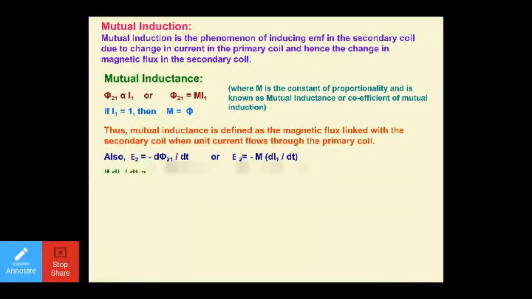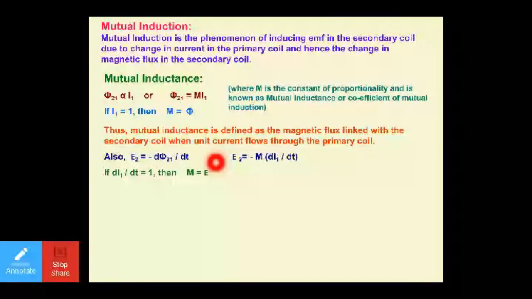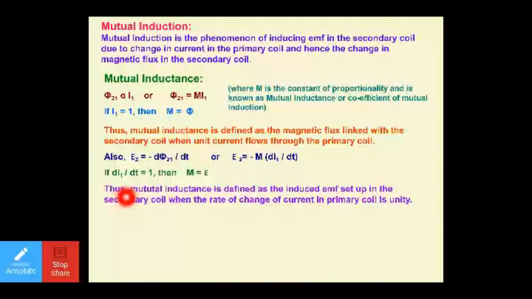So if you write here dI1 by dt is equal to 1, then M is equal to E2. So what is happening? The rate of change of current in the primary coil is 1 and it induces the EMF. So mutual inductance is numerically equal to the induced EMF when the rate of change of current in the primary coil is 1. Let me tell you again: the mutual inductance is defined as the induced EMF set up in the secondary coil when the rate of change of current in the primary coil is unity.